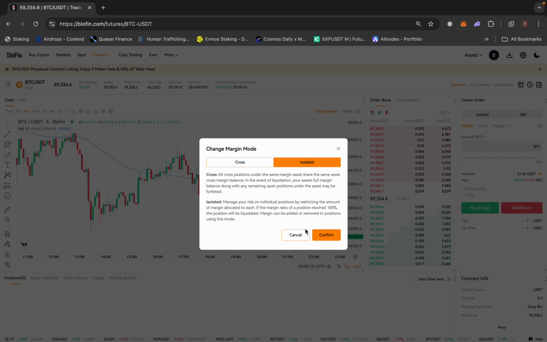With isolated, it's a bit different. Each of your positions is given a set amount of margin. It's not going to keep adding to that number. So if you get liquidated, you're not going to lose your entire account. You're only going to lose that one specific position. And this is a lot better for so many reasons.